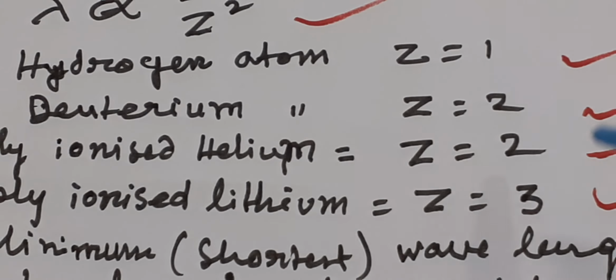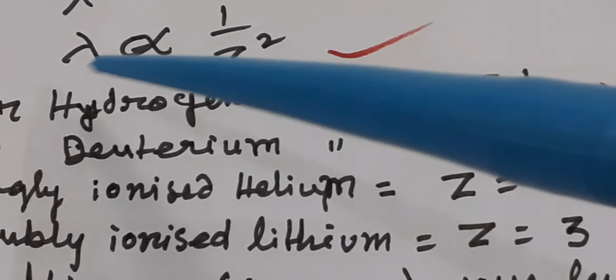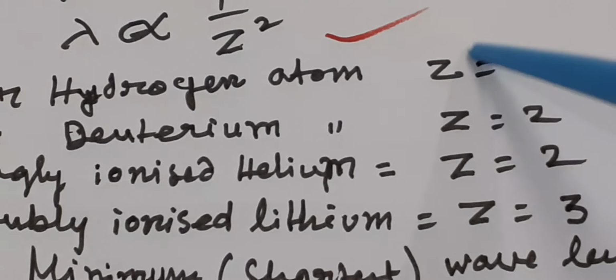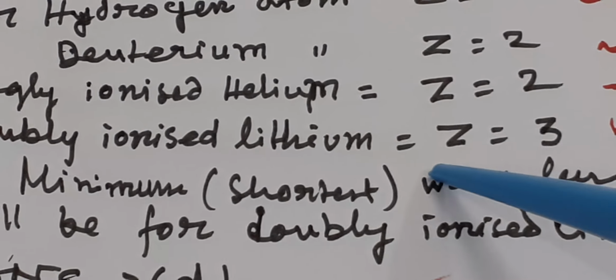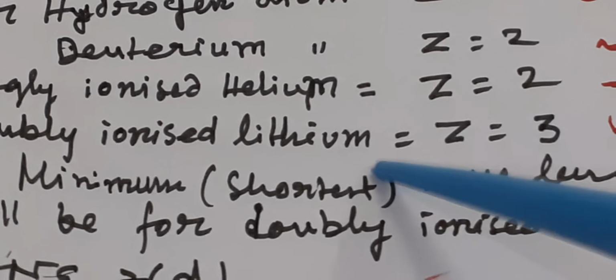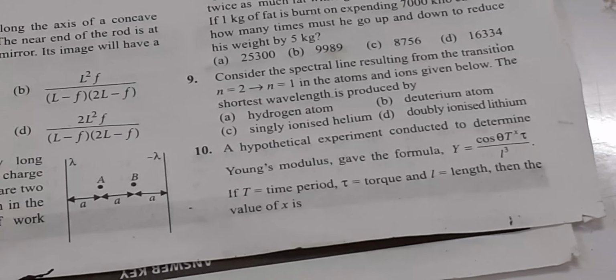So when Z is 3, it will give the shortest wavelength. That is the meaning here. The shortest wavelength will be for option D, that is doubly ionized lithium. Question 9, the answer will be D, doubly ionized lithium. Now the next problem, number 10.